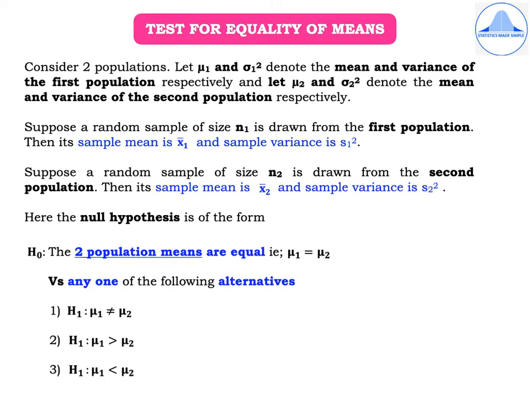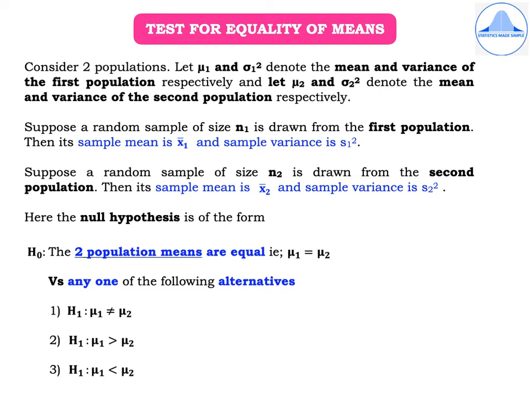Let mu1 and sigma1 square denote the mean and variance of the first population respectively, and let mu2 and sigma2 square denote the mean and variance of the second population respectively. So remember that mu1, sigma1 square, mu2 and sigma2 square are all parameters because they are with respect to the population.